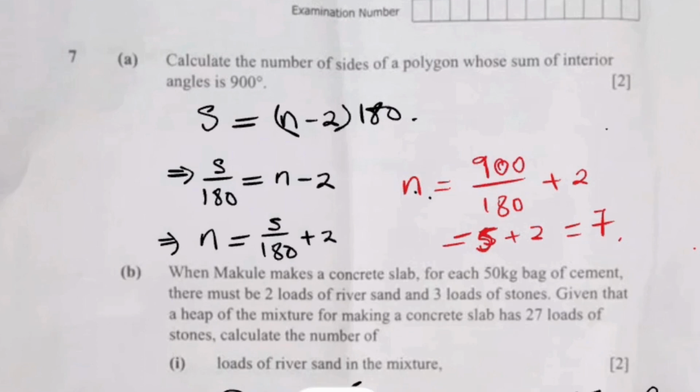So you can use the formula that says sum. So S is sum, right? So sum of interior angles is given by n, where n is the number of sides, minus 2 multiplied by 180. So we are looking for n, so I divide throughout by 180 is equal to n minus 2, so that n is equal to S over 180 plus 2, which is 7. So this polygon has 7 sides.